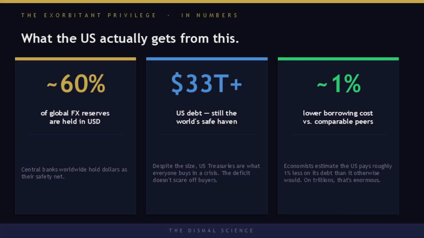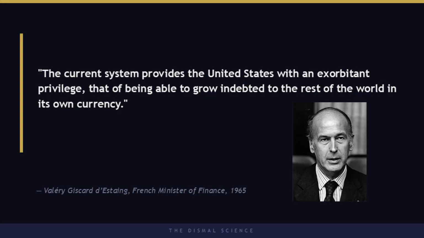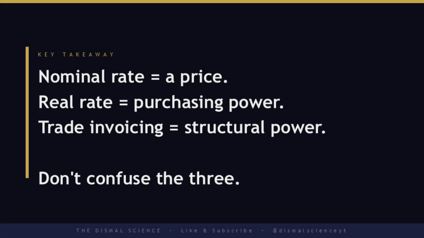The estimated borrowing advantage this gives the US is somewhere around 1% per year relative to what it would otherwise pay. On $33 trillion, that is a substantial number. It compounds. It doesn't go away. It is, as Valéry Giscard d'Estaing put it in 1965, an exorbitant privilege, and the French were not using the word as a compliment. If we go back to the Kuwaiti dinar, which we covered earlier in the video, it scores well on the first measure, but it scores poorly on the other two.